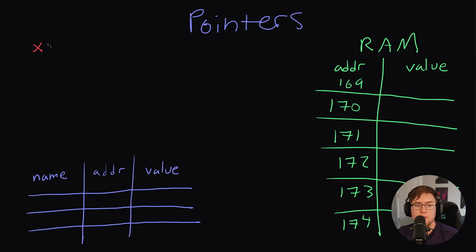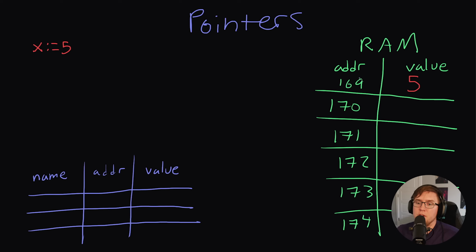Let's create a new variable in our program, and let's call it x. And we'll set x equal to 5. Under the hood, what happens automatically when we create a new variable and set it equal to 5 is that somewhere in our computer's memory, that variable's value is going to get stored. So let's say, for the sake of the example, that it's stored here in memory address 169.